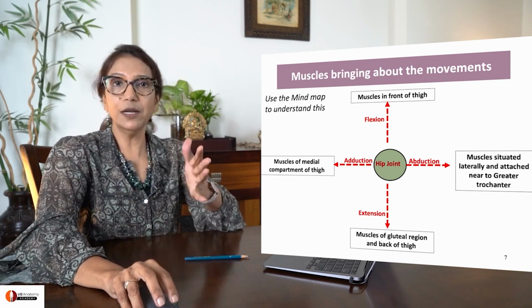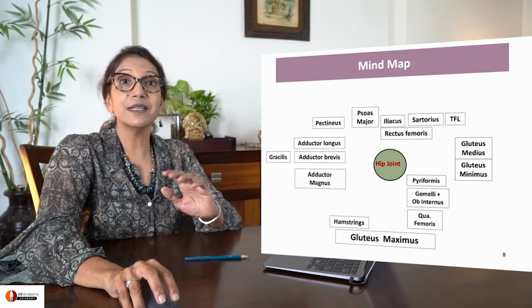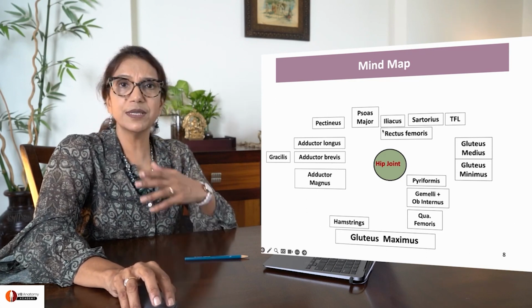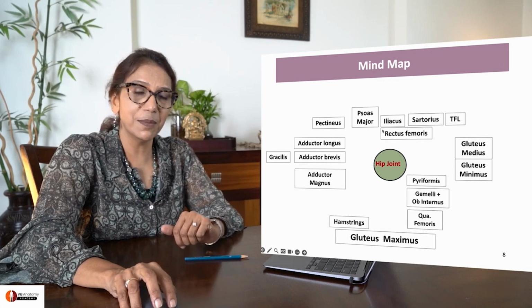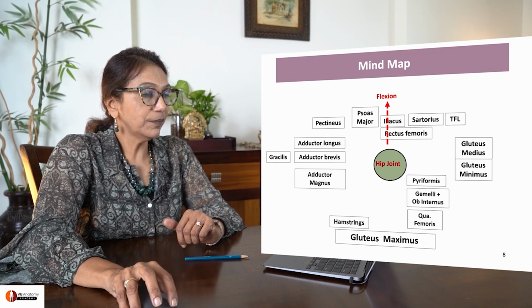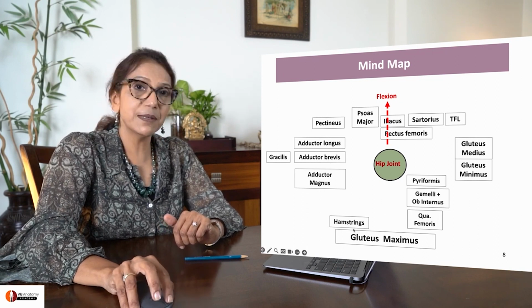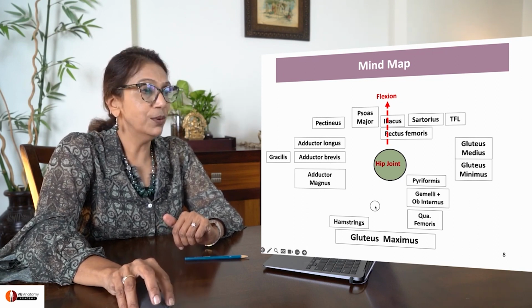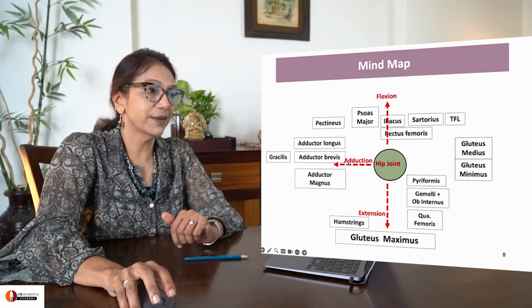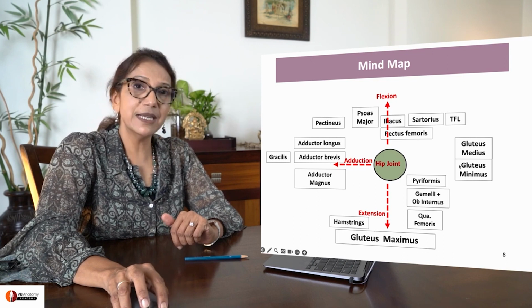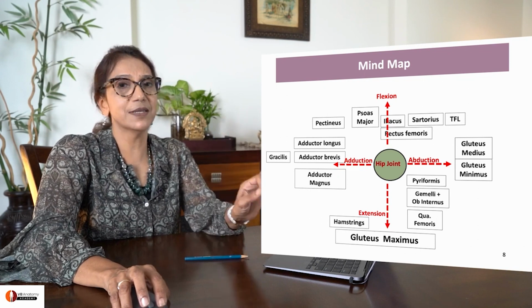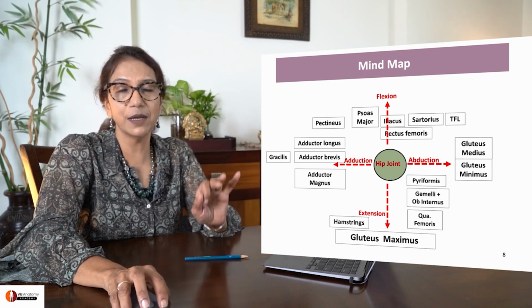Right, so we've got our concept. Now let me add muscles to it. Again, come here, you can see sartorius, iliacus, psoas major, all those femoral triangle related muscles. Therefore, what will they do? Flex. Behind here, I can see gluteus maximus and hamstrings. What will they do? Extend. My adductors here, what will they do? Adduct. Gluteus medius and minimus, what will they do? Abduct. Got your four easy muscle actions and muscles bringing about actions.